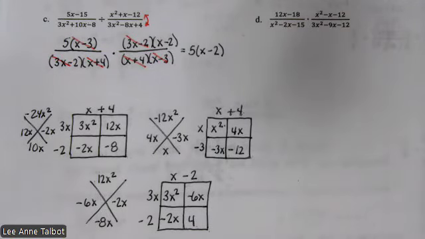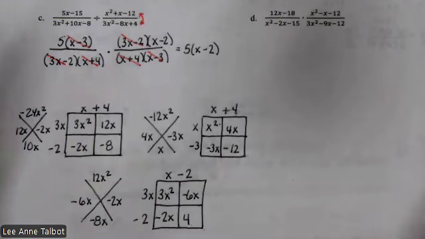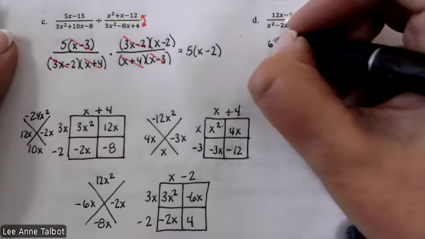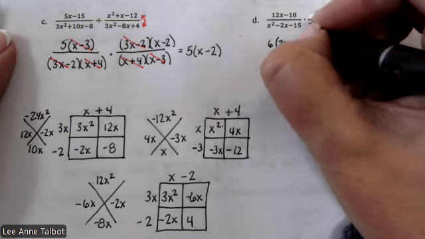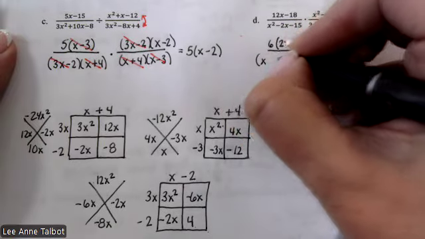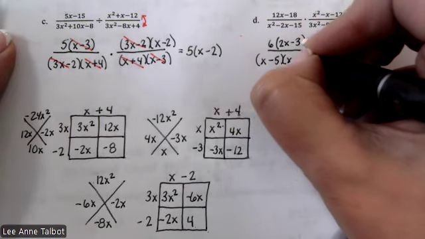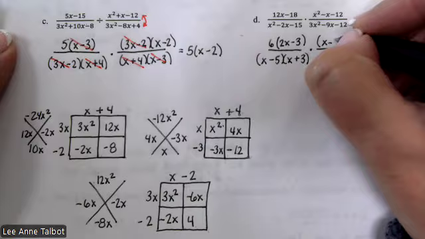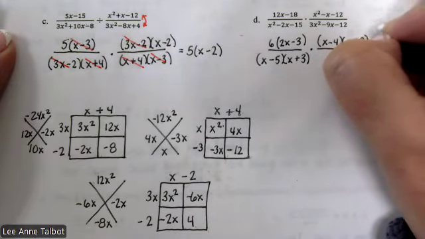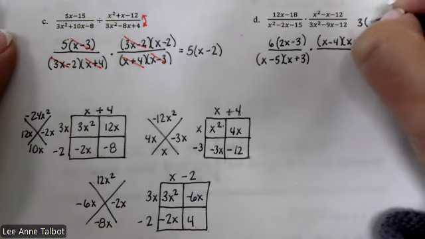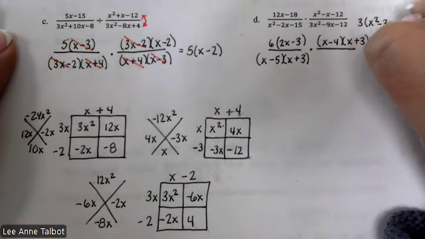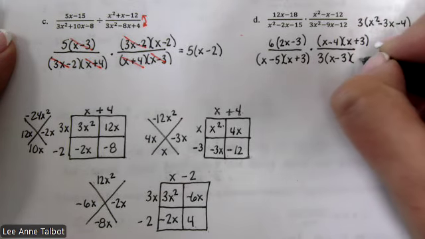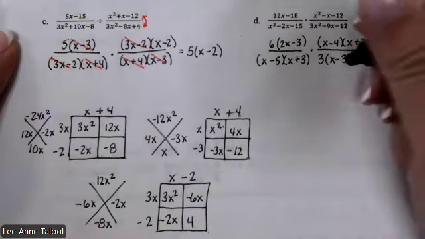Okay, last one, D. This one's times, so we don't have to worry about the keep change flip. GCF of this part is 6. Okay, the bottom factors into x minus 5, x plus 3. This factors into x minus 4, x plus 3. This is 3x squared minus 3x minus 4, which is 3x minus 3, nope, 4x plus 1.